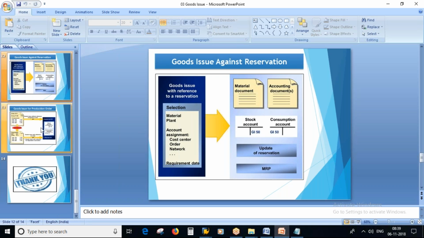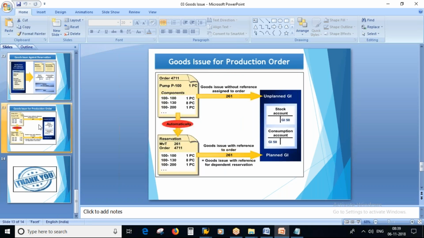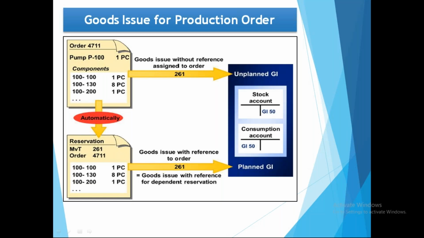Now the next one is goods issue for production order. In the organization, the production department always requires materials. To manufacture a product, they need raw materials. Let's say I want to manufacture a pump. To manufacture a pump, I need these components, these raw materials. So they will create a production order. Whenever they create a production order, the system will automatically create a reservation in the background for all the components.